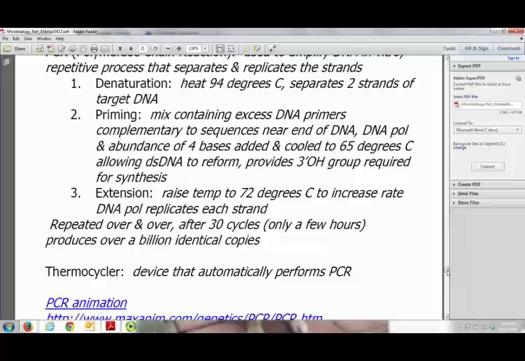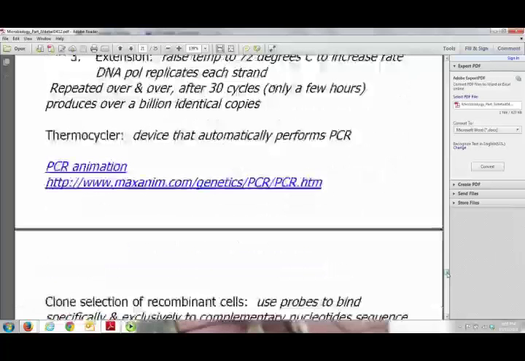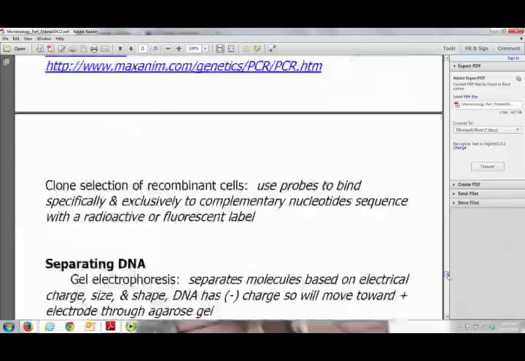Now we have thermocyclers that are actually able to fully automate this process so it can be repeated over and over. After just 30 cycles, which can be done in a few hours, you can produce over 1 billion identical copies of the DNA. This is actually really useful for anything where you have to do genetic research because it gives you enough to work with. So there's an animation of the PCR process available on here as well.